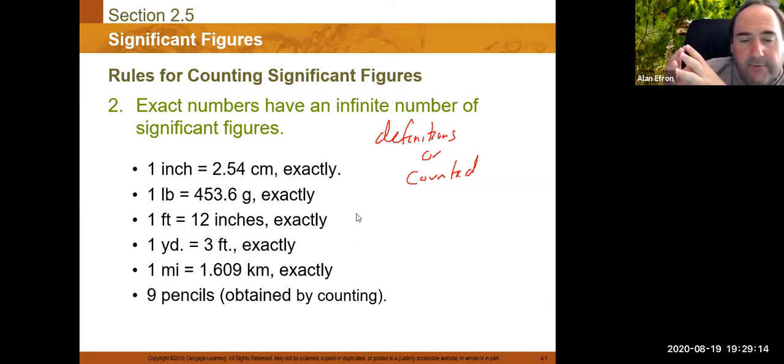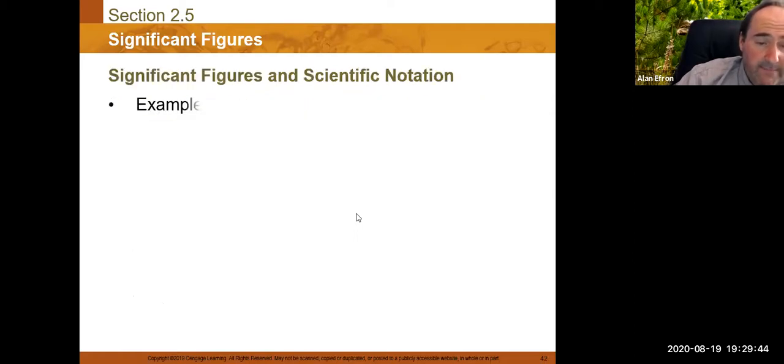So what exact numbers mean is that they can have an infinite number of significant figures. So you could technically make them any amount of significant figures you want. Where this really comes into play is when we do calculations. If you come across an exact number in a calculation, you don't have to worry about it in terms of significant figures. And we'll talk more about that in just a second in terms of calculations. But that's essentially what it comes down to. They can have an infinite amount of significant figures. You essentially can make them as many as you want.